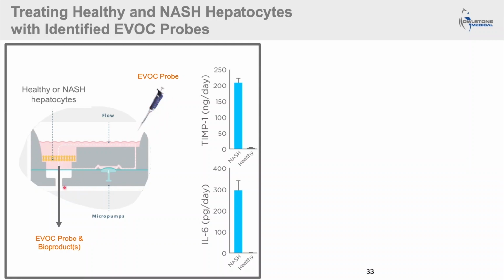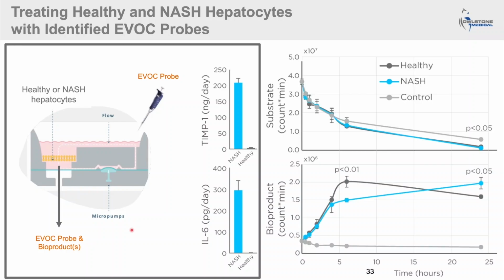So once the phenotype was established, we treated the media with the EVOC probes and collected the media at different time points. And these are just some representative results. So we can see a substrate that is going down over time as expected because it's a volatile compound.